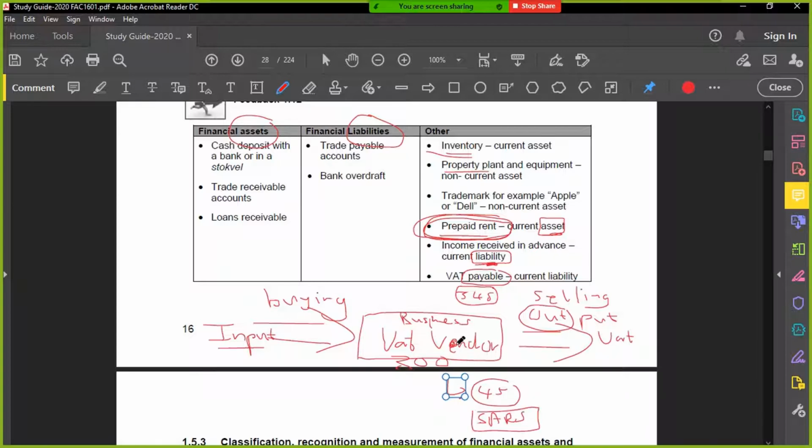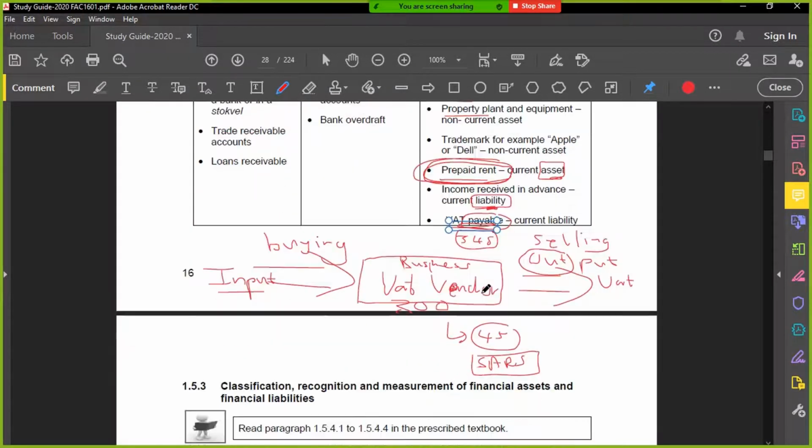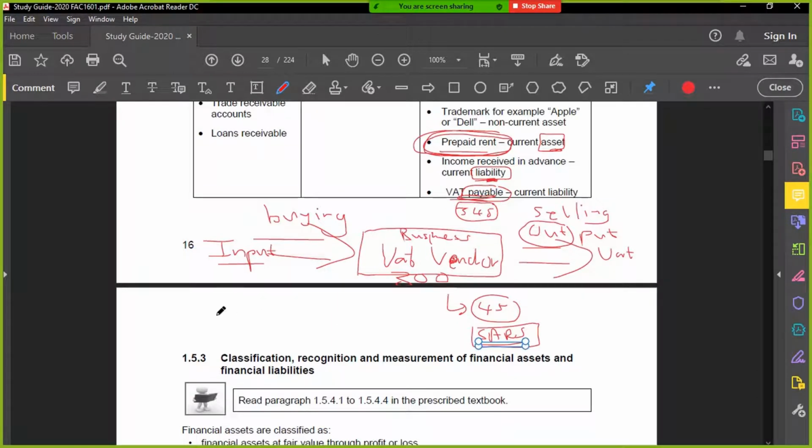Right, so when they talk about a VAT payable amount, they're looking at the difference between your input and your output. If your output VAT is greater than your input VAT, you are going to owe SARS. Does that make sense? But according to the definition, it would be more of an obligation. You're obligated to pay SARS 45. You'll never, ever have it.